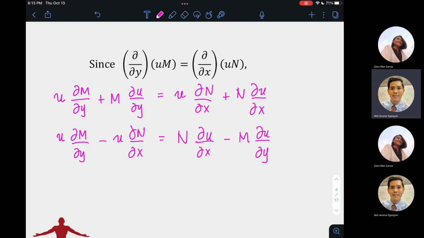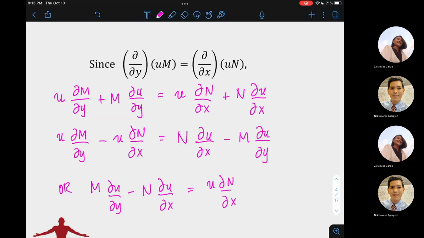Okay? Or alternatively, baka ito yung makita natin mamaya dun sa susunod na slide. I can multiply both sides by -1 and then flip the equation. So I'll have M partial ni U with respect to Y minus N partial ni U with respect to X equals U partial ni N with respect to X minus U partial ni M with respect to Y, right? But these are equivalent. I'm just not sure which was used in the next slide.